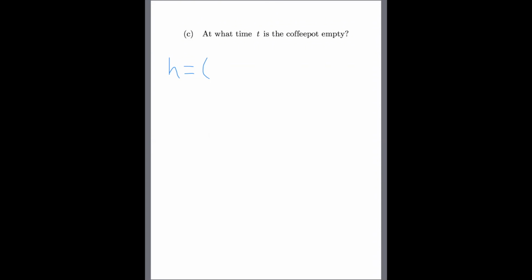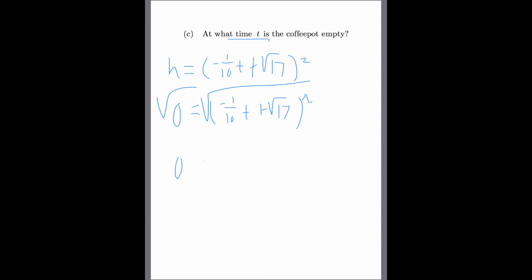We just solved for height. We got that height is equal to (-1/10t plus radical 17) squared. Now, to solve for the time t when it's empty, all we have to do is make the height equal to 0. So you're left with (-1/10t plus radical 17) squared equals 0. The first thing you can do is square root both sides. That's really just nothing, you can just cancel it, but if you want to show that step, go for it. And then I would move the -1/10t to this side. So you're left with this is equal to radical 17.